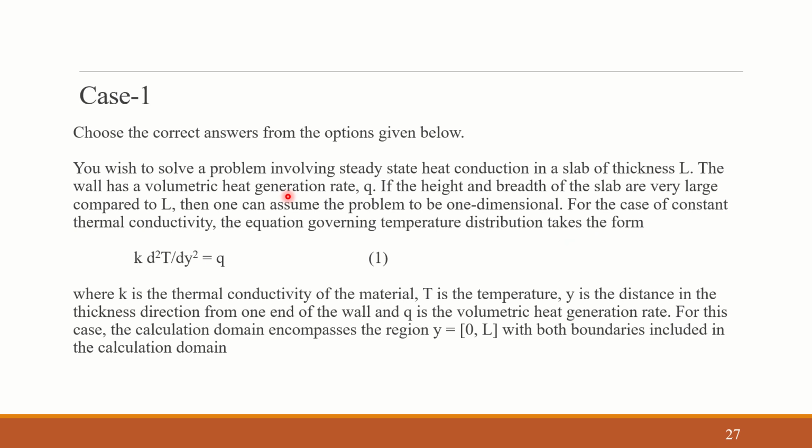For the case of constant thermal conductivity, the equation governing temperature distribution takes the form Q is equal to K into d square T by dy square. Read the question carefully. Thermal conductivity is constant. I am stressing these points because the questions to come have all these things. So whenever you are reading a case, read all the statements thoroughly, because the problem questions will have hints from these statements only. So Q is equal to K into d square T by dy square, where K is the constant thermal conductivity, T is the temperature, Y is the distance in the thickness direction from one end of the wall, and Q is the volumetric heat generation rate. The calculation domain encompasses Y in 0 to L, with both boundaries included in the calculation domain.